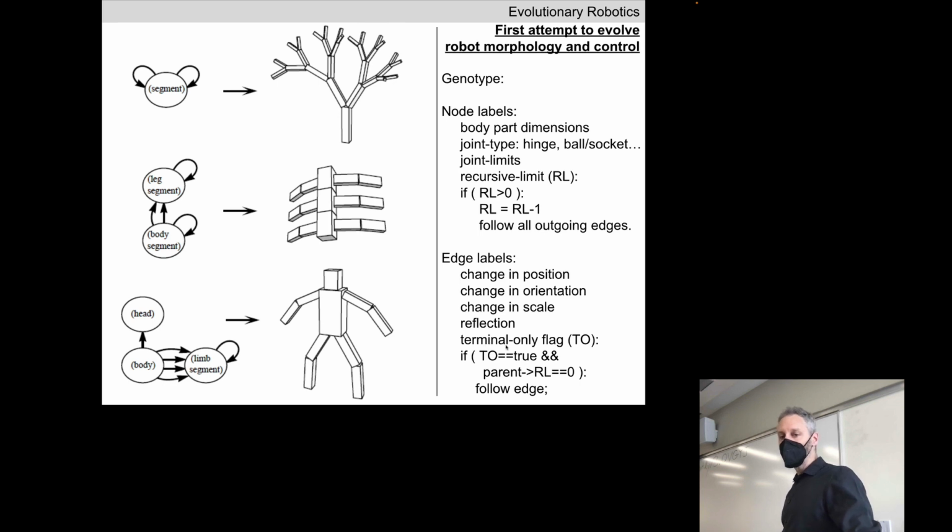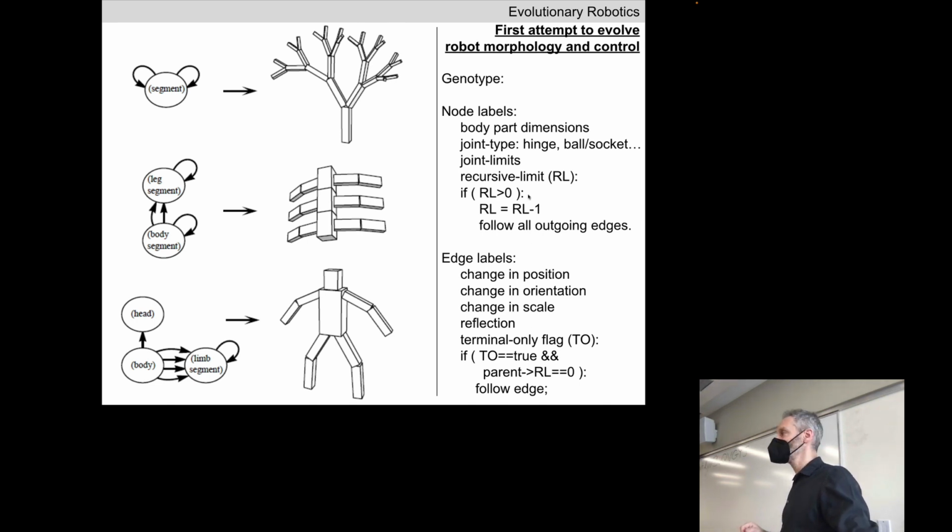Another edge label down here is this terminal only flag. So this is a 0 or 1 associated with each edge. As we're visiting each node and edge, if we travel along an edge and that edge's terminal only flag is set to true, and the parent's recursive limit is 0, we haven't talked about the recursive limit, then we're going to follow that particular outgoing edge.